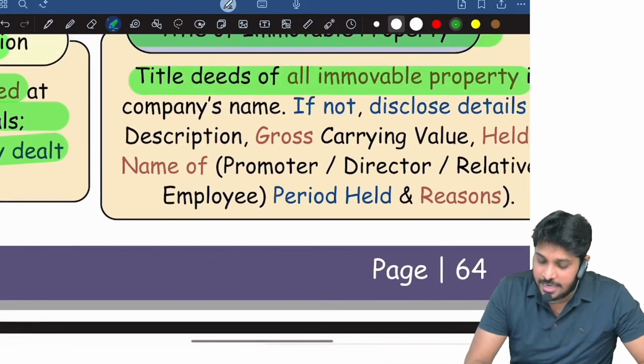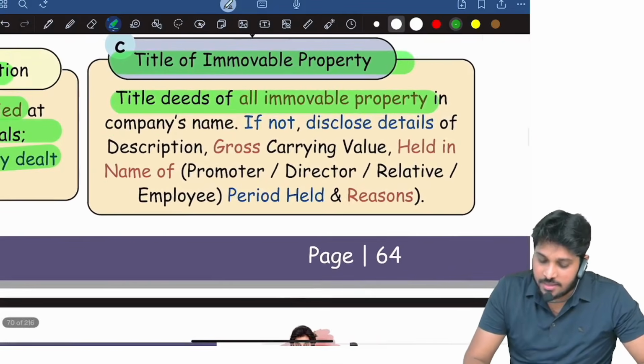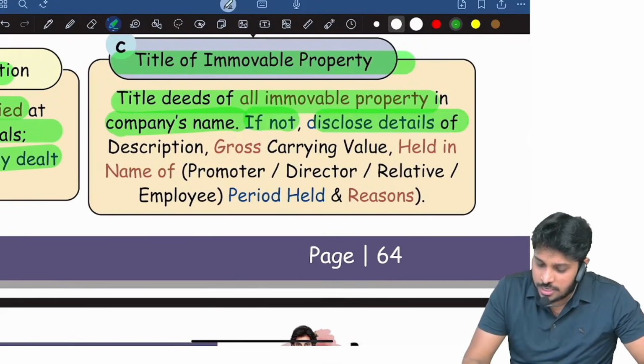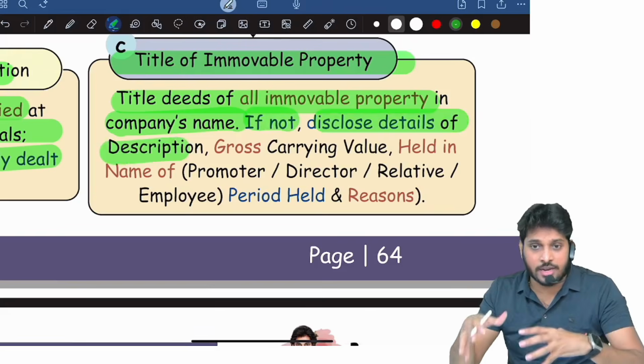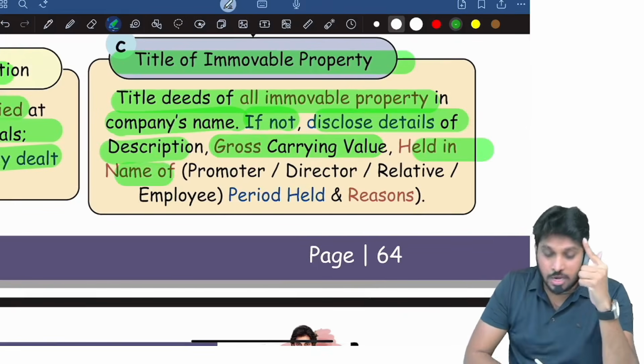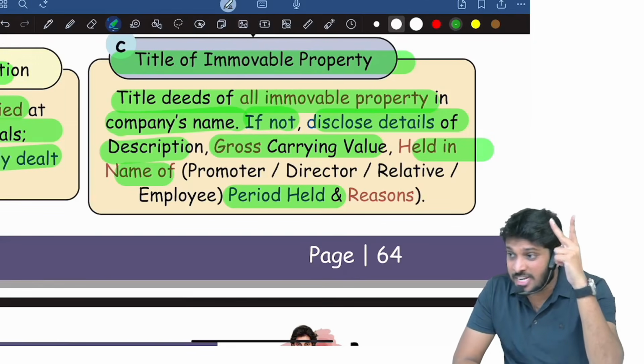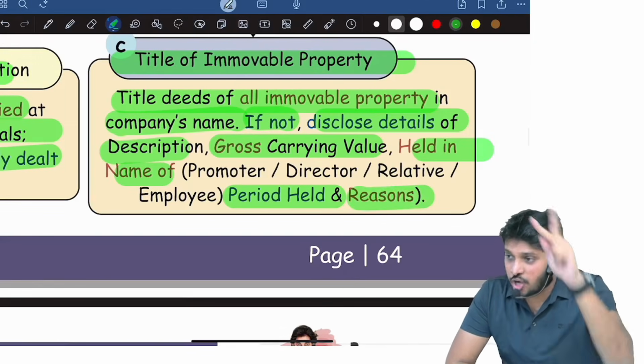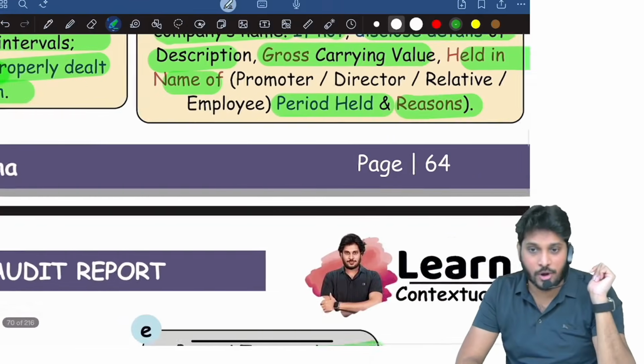Third one, title deeds of all immovable property: are they in the name of the company or not? If not, disclose the following details. What is the description of the property? What is its gross carrying value? In whose name is it held? For how much period was it held in somebody else's name? Why was it not in the name of the company? Reasons. These are the points which you need to indicate.